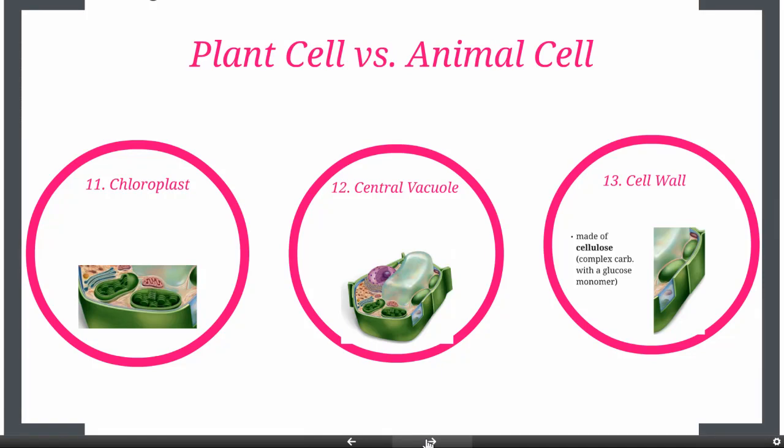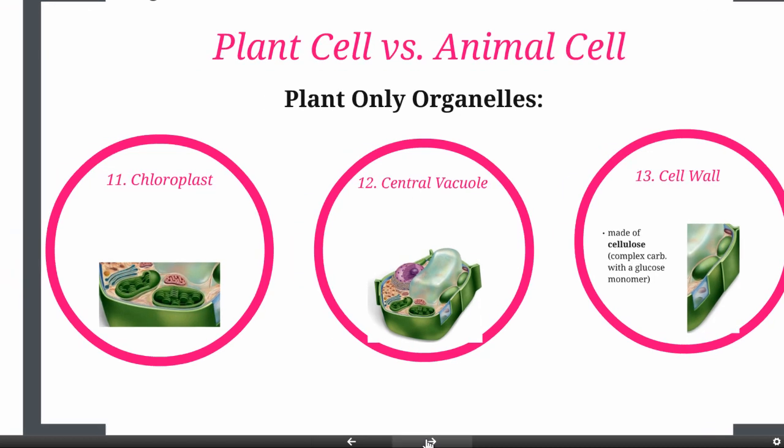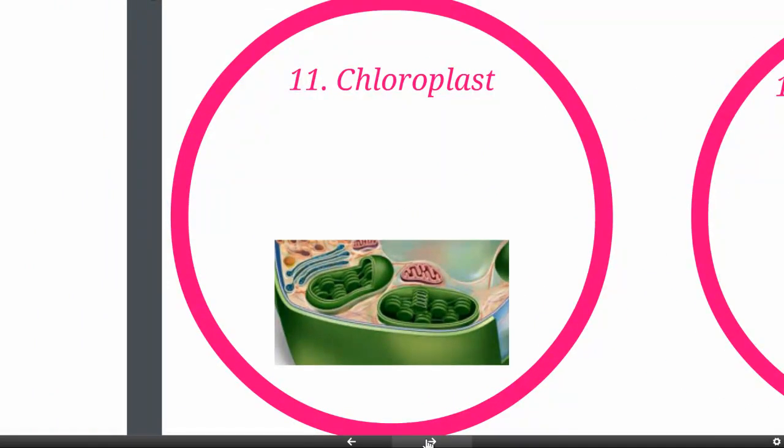So far what we've talked about are primarily animal cells and organelles that are common in both plant and animal cells. But plants have a few additional organelles that animal cells don't. The first one is the chloroplast. And the chloroplast has a double membrane, and it's this green organelle here.